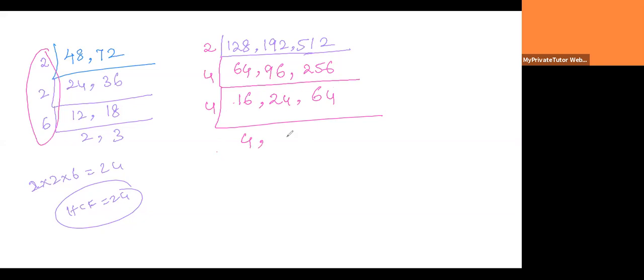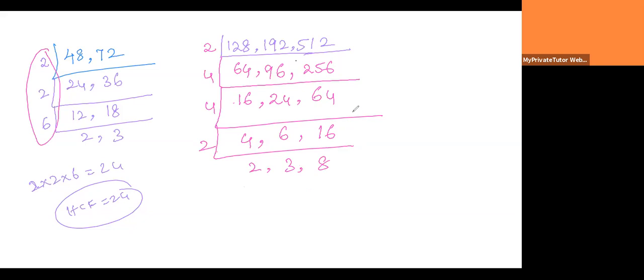So 4 4s are 16, 4 6s are 24, 4 16s are 64. Do we have any common term in this? We have, right? We have 2. So 2 2s are 4, 2 3s are 6, and then 2 8s are 16. And finally, we just need to check now, is there any common term to divide for these three numbers? We don't have any common number for 2 and 3 to divide, isn't it? Except 1. So that's it.